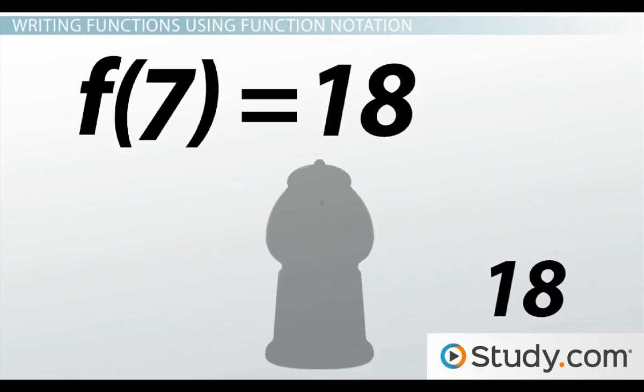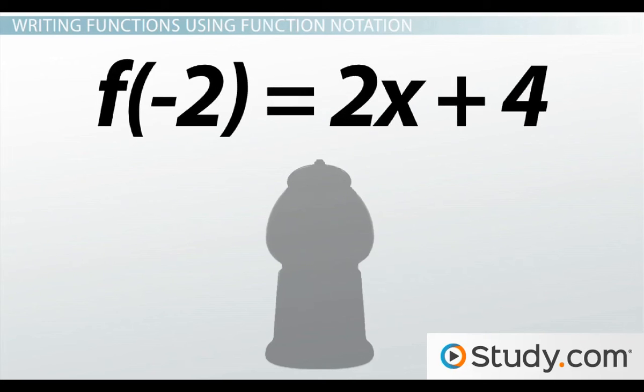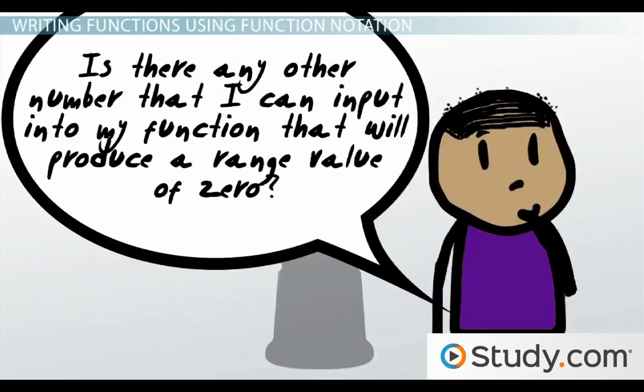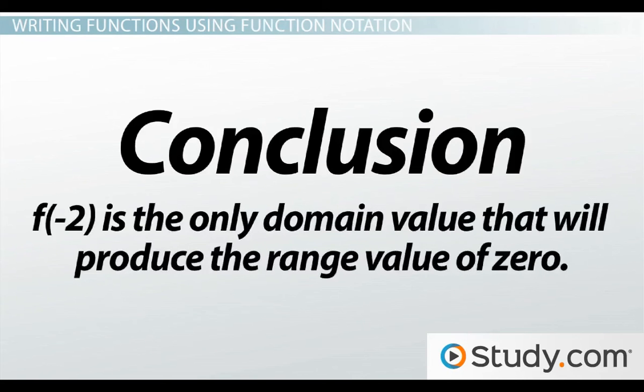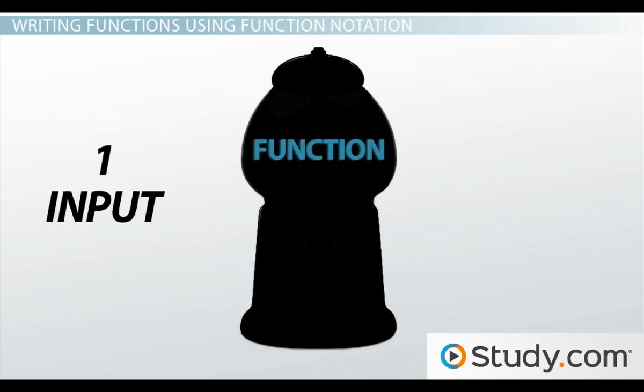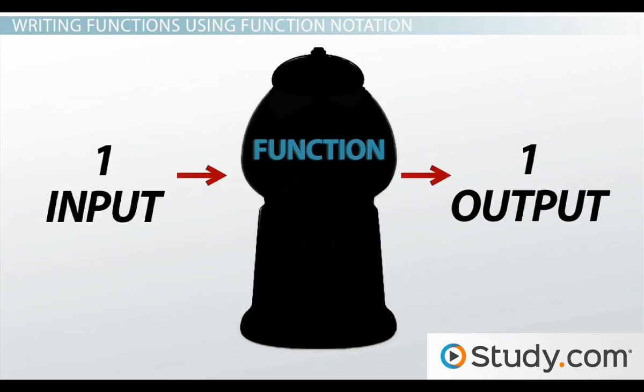Let's put in a different value. Let's evaluate f of negative 2 for 2x plus 4. When I put the negative 2 into the machine, I multiply 2 times negative 2 and get a product of negative 4. When I add 4 to that, I get 0. Is there any other number that I can input into my function that will produce a range value of 0? Conclusion: f of negative 2 is the only domain value that will produce the range value of 0. This is the true mathematical definition of a function. So a function has exactly one and only one output for each input.